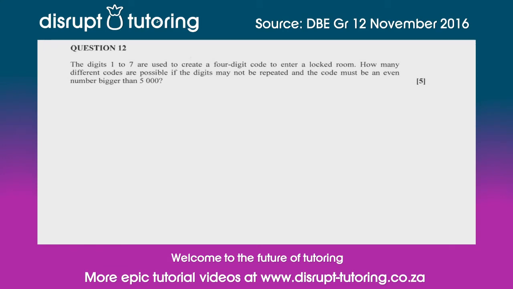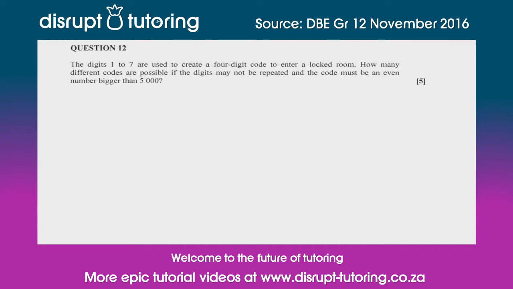Today I'm going to be taking you through a question on counting principles, which was sent in by Tamia. So let's jump in. It says, the digits 1 to 7 are used to create a 4-digit code to enter a locker room. How many different codes are possible if the digits may not be repeated and the code must be an even number bigger than 5,000?